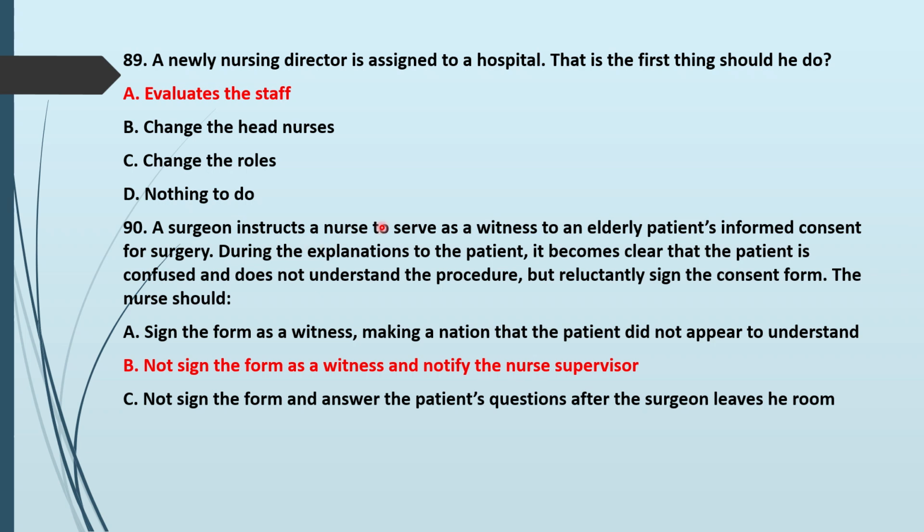A surgeon instructs the nurse to serve as a witness in an elderly patient's informed consent for surgery. During the explanation to the patient, it becomes clear that the patient is confused and does not understand the procedure, but reluctantly signs the consent form. The nurse should, so the patient is confused and he reluctantly signed the consent form. The nurse also needs to sign that paper as a witness. So what is the nurse's action?